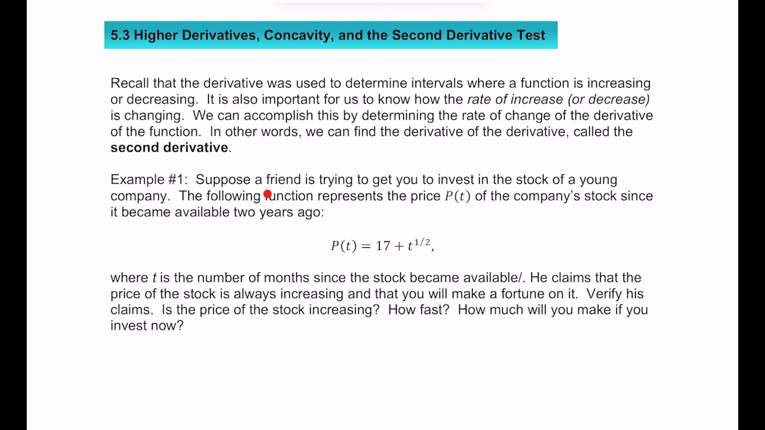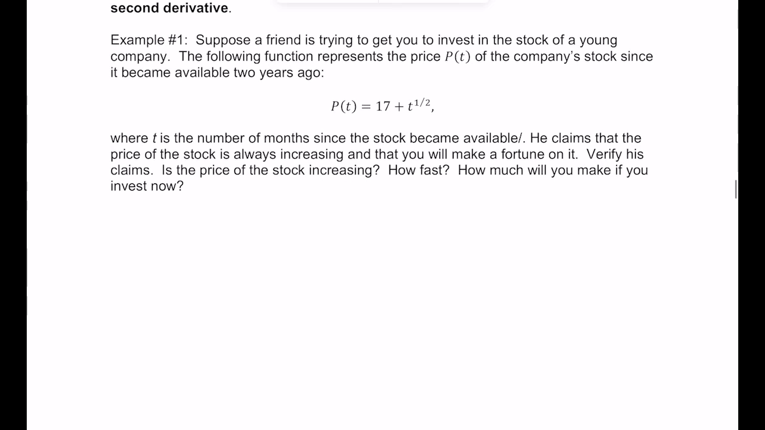So suppose a friend is trying to get you to invest in the stock of a young company. The following function represents the price, P of t, of the company's stock since it became available 2 years ago. P of t equals 17 plus t to the 1/2, where t is the number of months since the stock became available. He claims that the price of the stock is always increasing and that you will make a fortune on it. Verify his claims. Is the price of the stock increasing? How fast and how much will you make if you invest now?